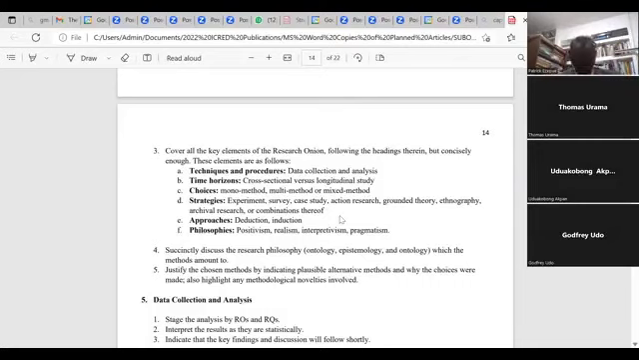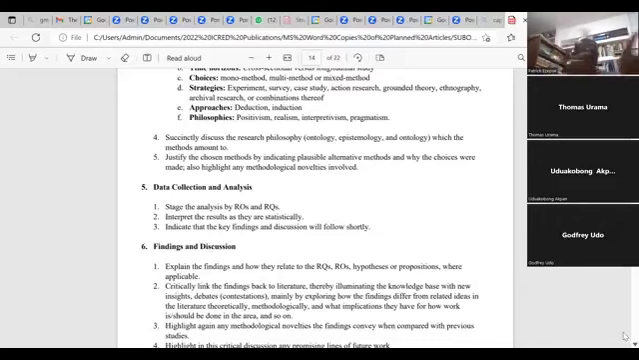Positivism, realism, interpretivism, pragmatism, whichever, critical realism, and so on and so forth. There's so many animals in that zoo. I only pick some examples. You also need to succinctly discuss the research philosophy, the ontology, the epistemology, and the axiology of the methods. I repeated ontology, don't worry, we're going to touch it. You have to justify the chosen methods by indicating possible alternative methods and why the choices were made. Also, highlight any methodological novelties involved.